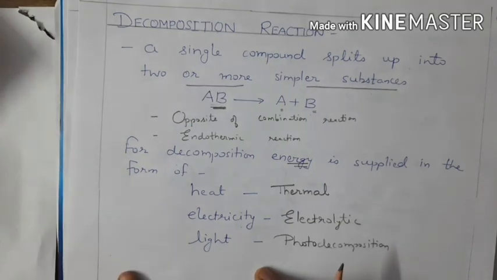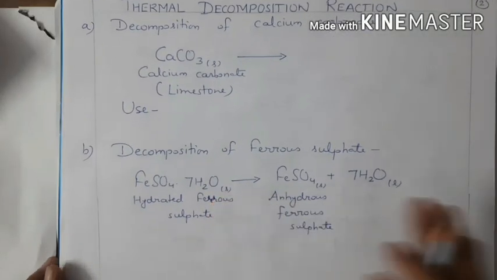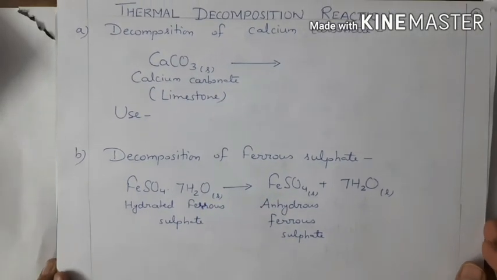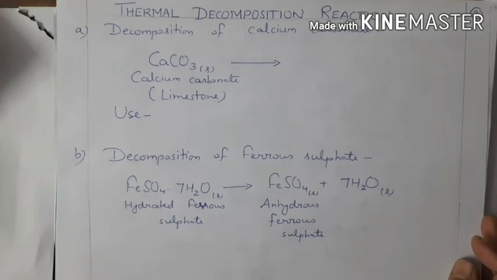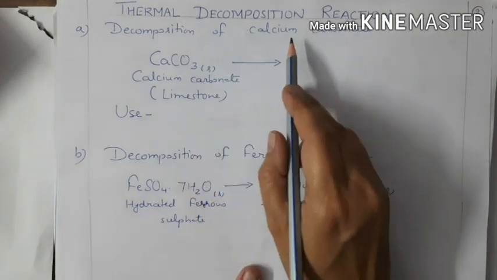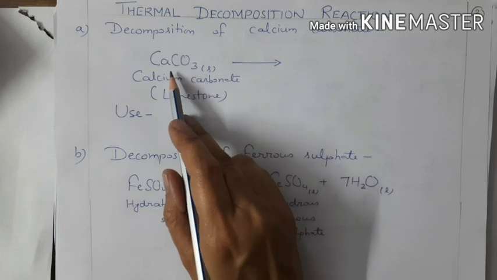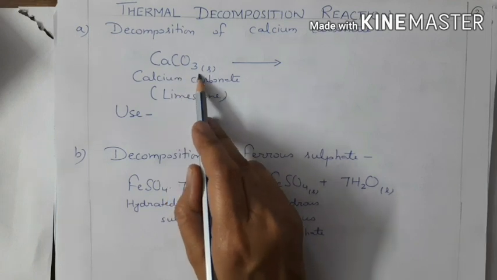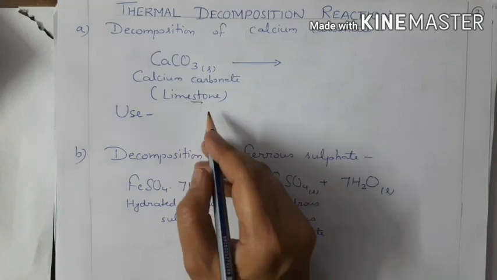Here, I'm going to begin with the first type, that is thermal decomposition reaction. So thermal decomposition reaction means the reaction in which the energy is supplied in the form of heat. The first example which I'm going to take, that is decomposition of calcium carbonate. Calcium carbonate has the formula CaCO3. It is available in the nature in the form of limestone.